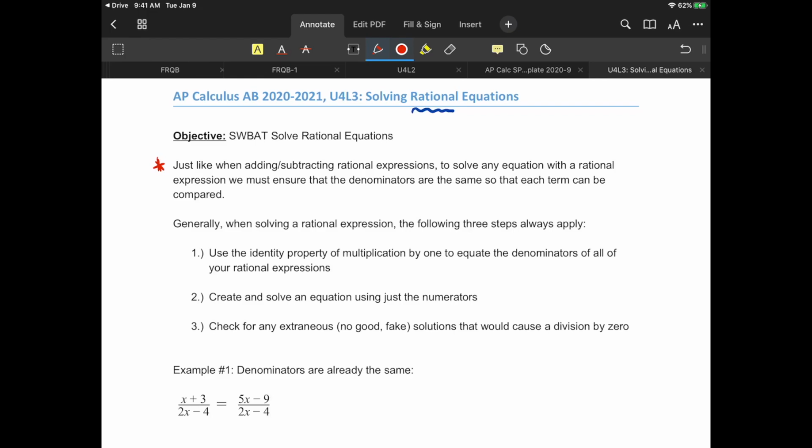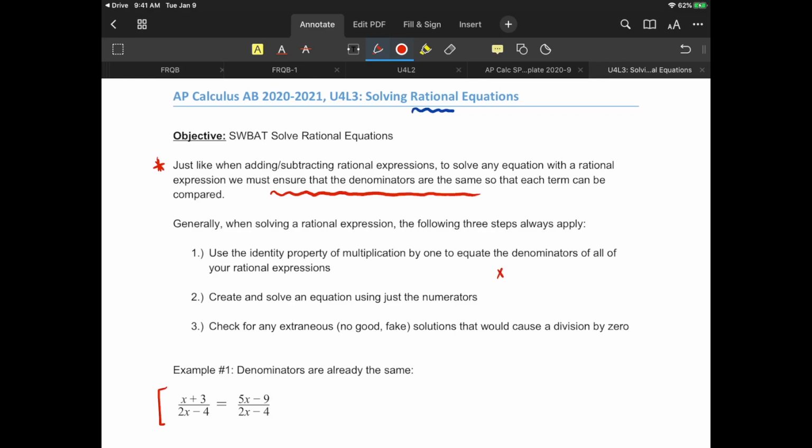And the key point there was that we needed to ensure that the denominators were the same. And once you did that, you can just compare the numerators. You can add and subtract their numerators. The same thing is true when we have full-on equations. As long as the terms all have the same denominator, then we can just make an equation out of their numerators. So here's a really simple example.